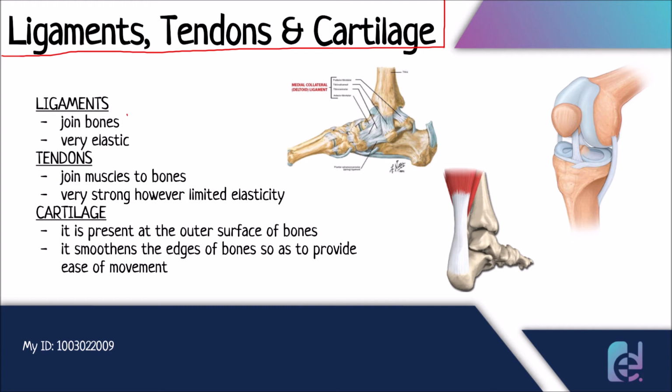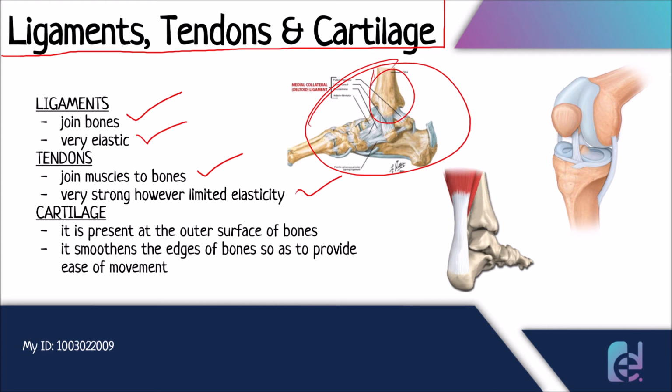Ligaments join bones and they're very elastic. Tendons join muscles to bones. They are very strong, however, they have limited elasticity. Cartilage is present at the outer surface of bones and it smoothens the edges of the bones so as to provide ease of movement.